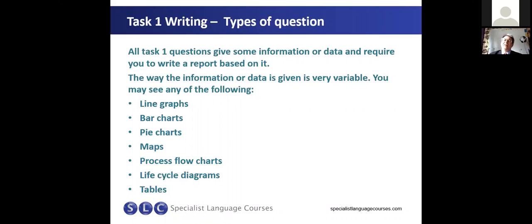And the way that information or data is given to you is very, very variable. You can see any of the following: line graphs, bar charts, pie charts, maps, process flowcharts, life cycle diagrams, or tables. Well, you probably know what some of these look like, but let's go through and see some typical examples, and I'll point out some of the features and things you would have to do for each of these styles of question.